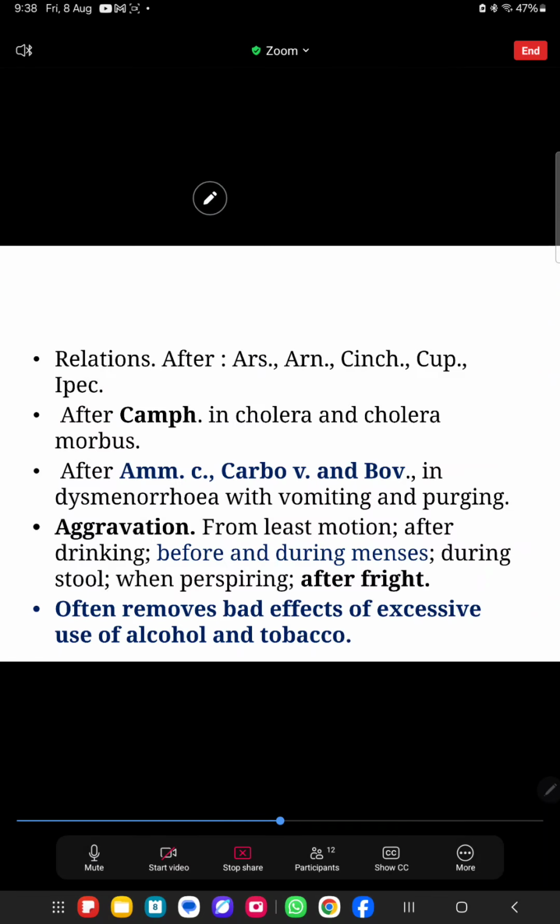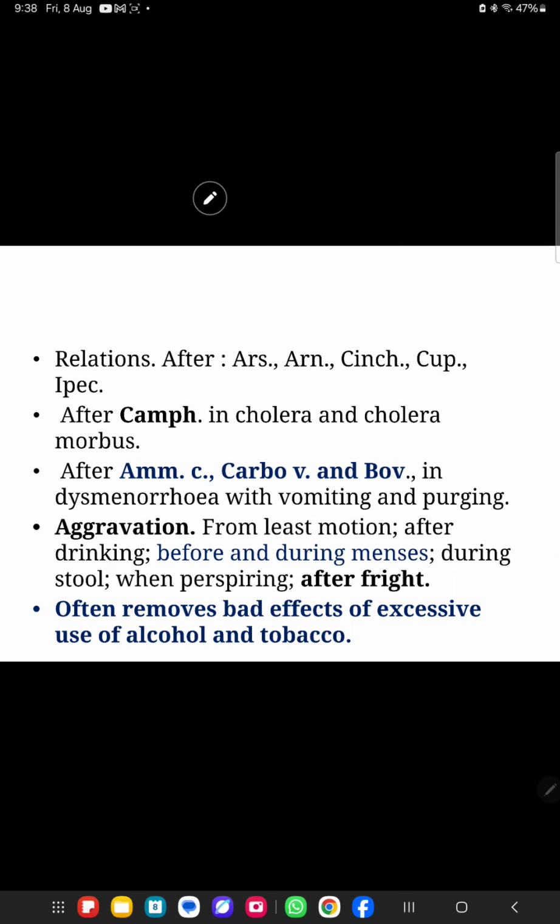Now we'll talk about the relations. After Arsenic, Arnica, Cinchona, Cuprum, Ipecac, we can think of this medicine, especially in case of Asiatic cholera. And after Camphor in cholera and cholera morbus, we can prescribe this medicine.